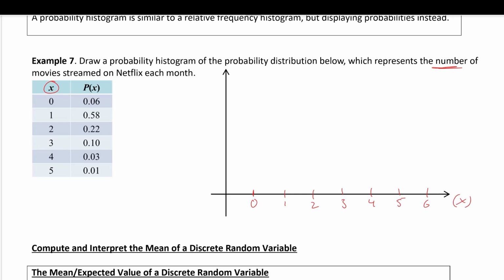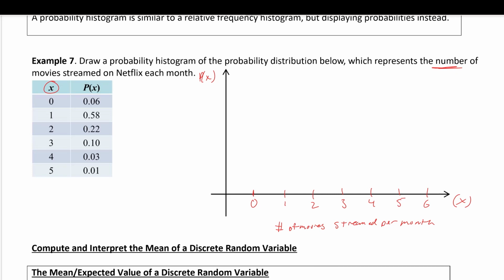This is what do they say? Number of movies streamed per month. I guess I can label this as number of movies streamed per month. The vertical axis is the probability of each one of these outcomes.